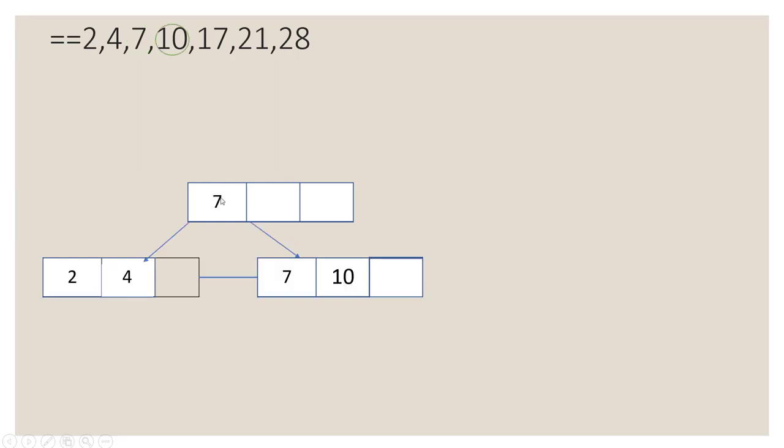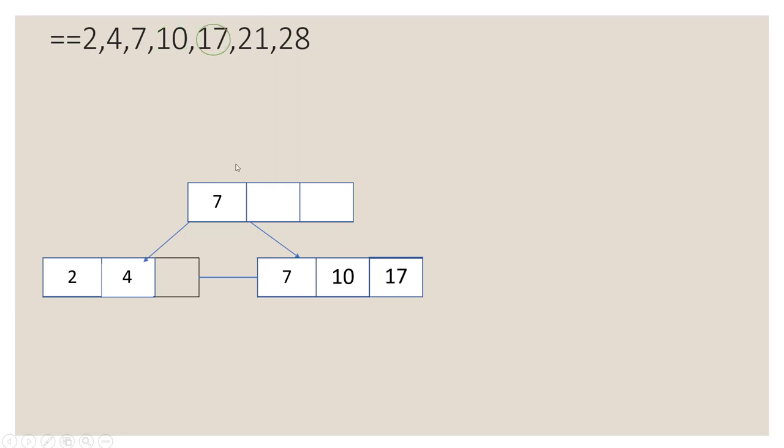The example I did before, we promoted 4. Okay, so we're going to promote 7. Anything less than 7 goes here, 7 or greater goes here. Next value is 17. 17 is greater than 7. I follow the pointer. There is space right here for 17, so that's a simple insert.